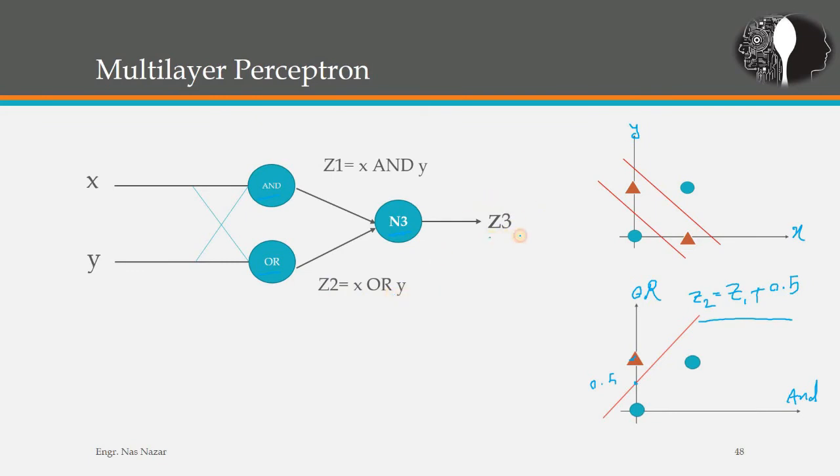And finally, we will have a Z3. We can show that this Z3 is equal to X or Y. Or simply, we can already write it as, let's say, transfer all of them to one side: Z2 minus Z1 plus 0.5. With this XOR gate, we solve the problem and we also provide a practical solution for it.